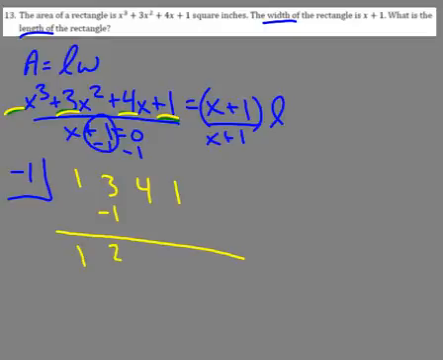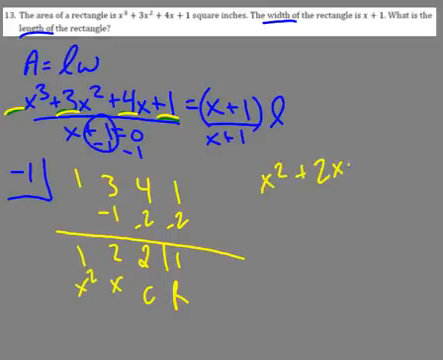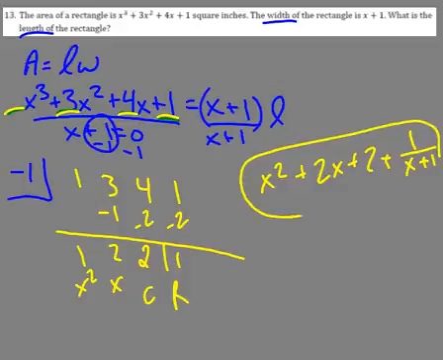3 minus 1 is 2. 2 times the negative 1 is negative 2. 4 minus 2 is 2. 2 times negative 1 is negative 2. And we're going to have a remainder of 1, it looks like. So if I did remainder, constant, x squared, the answer to this is x squared plus 2x plus 2 plus 1 divided by x plus 1. That is the answer there.